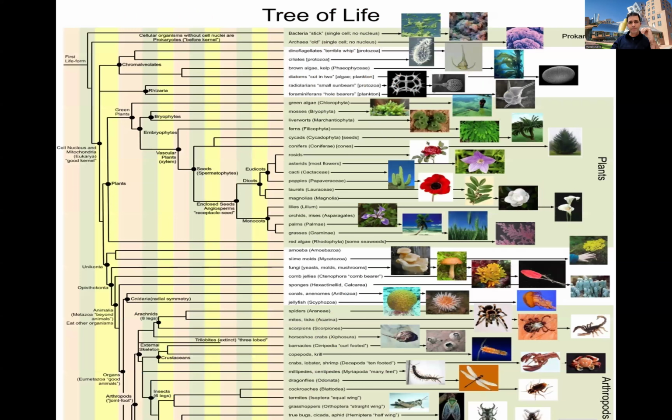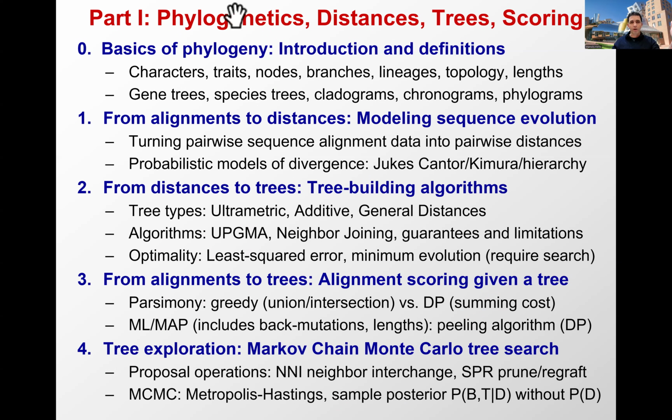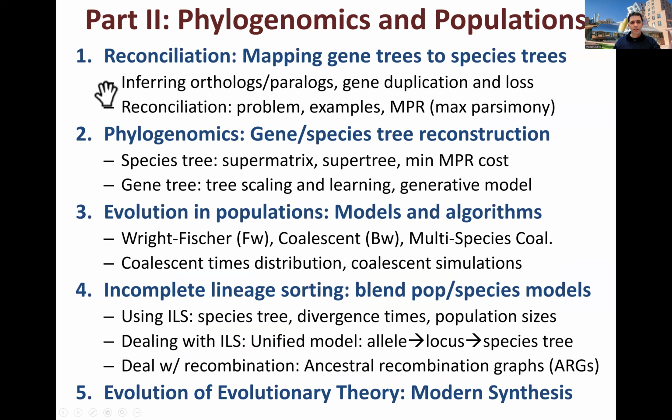So again, 3 parts. The 3 outlines are going to be number 1, phylogenetics. Number 2, phylogenomics. We're going to look at reconciliation. We're going to look at gene and species trees. We're going to look at how evolution happens within populations. We're going to look at incomplete lineage sorting and how to blend population and species models. And then we're going to look at the modern synthesis, namely the evolution of evolutionary theory itself.